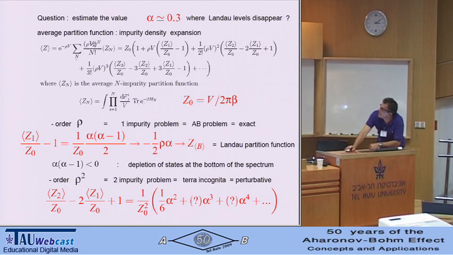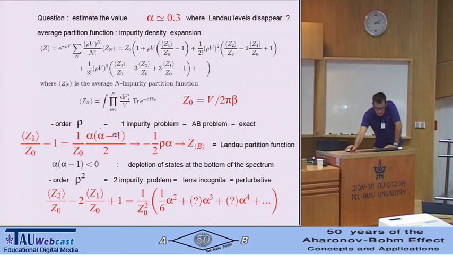And in fact, you can reorganize this expansion of the average Z as an impurity density expansion, where what appears is rho. So you have rho here, rho squared, rho cubed, and in front of rho I have the 1 impurity problem, here the 2 impurity problem, the 3 impurity problem, etc. And I forgot to say that Z0 is the free partition function in 2 dimensions, which scales like the volume of the plane. So what do we know? At order rho, which is the 1 impurity problem, which is nothing but the Aharonov-Bohm problem, everything is known. We have a spectrum, so we can compute everything. And this is what we get here.